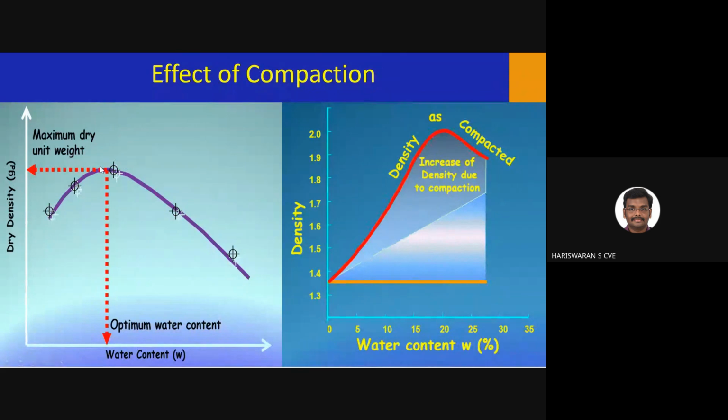So for a particular soil, this OMC and dry unit weight may vary from soil to soil, condition to condition. So we are supposed to execute this type of test in the laboratory. We have to arrive at the optimum moisture content and the corresponding maximum dry density. The same can be recommended for a field condition to achieve proper, good compaction.